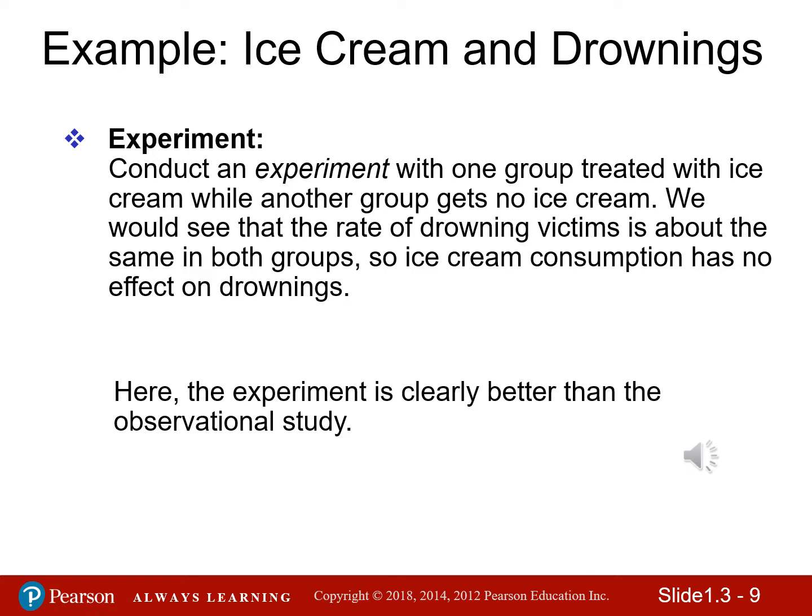Experiments are often better than observational studies because a well-planned experiment will reduce the chance of having results that are affected by some other variable that is not part of the study.